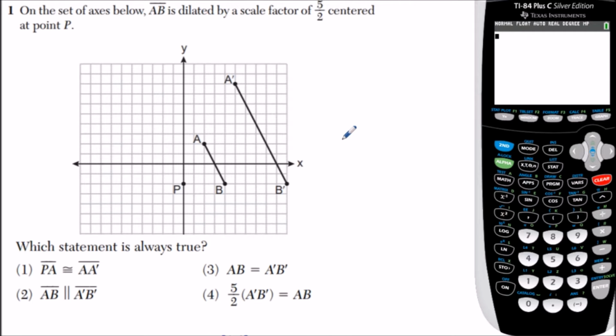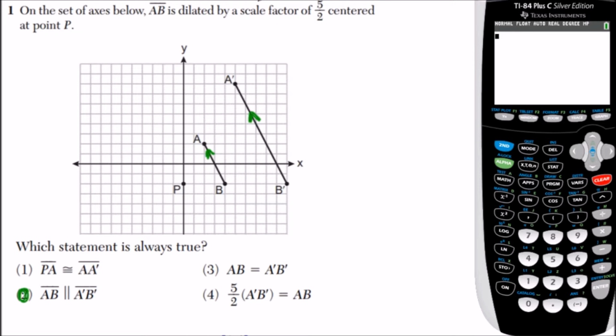So starting here at question 1, we have line segment AB and line segment A prime, B prime. And the transformation taking place here is a dilation with scale factor 5/2 or 2.5, centered at point P. For a question like this, you should show up to the Regents knowing some of the basic formulas and theorems. One important idea to know is that anytime you dilate lines, the pre-image and the image are both going to be parallel. So if you go in there knowing that, you'll see that it's going to be choice 2.